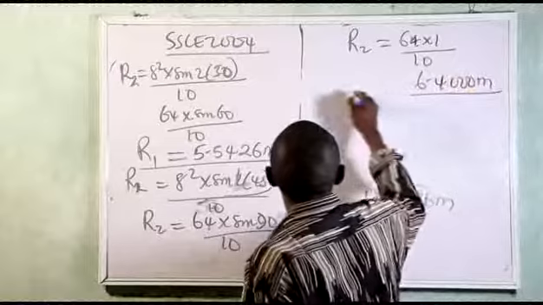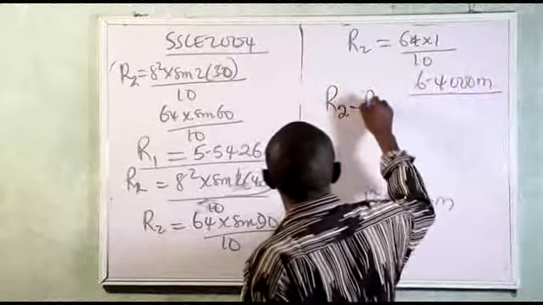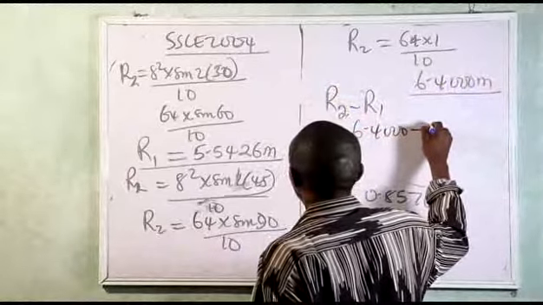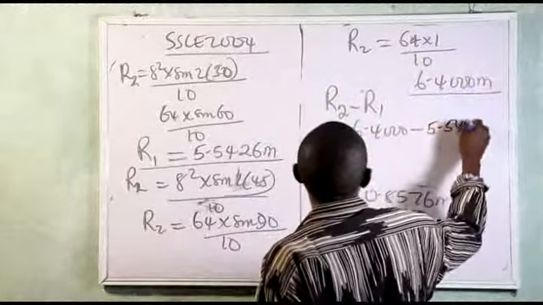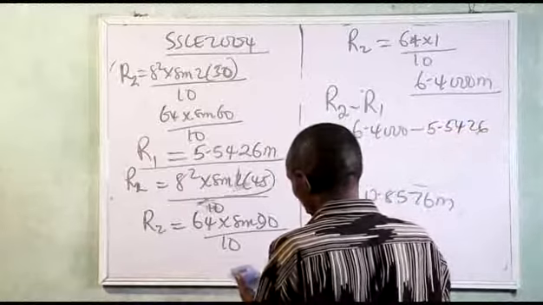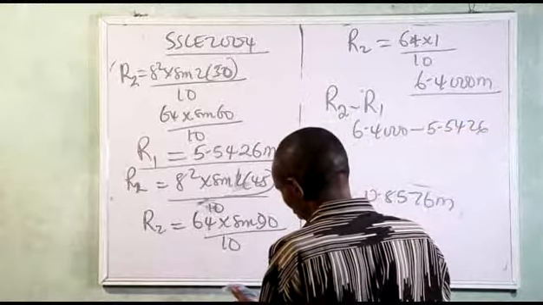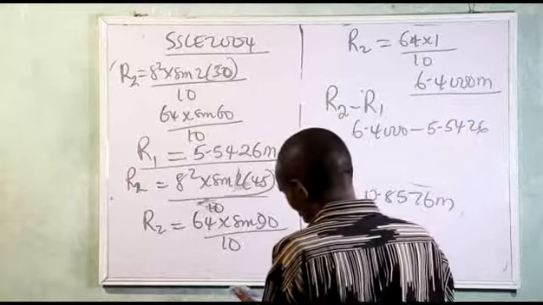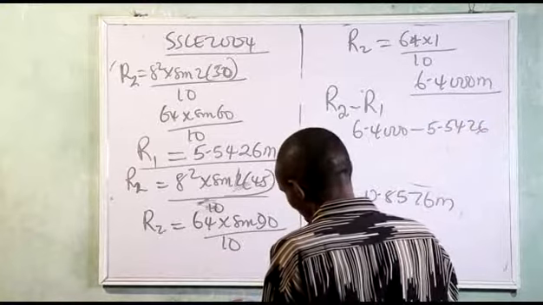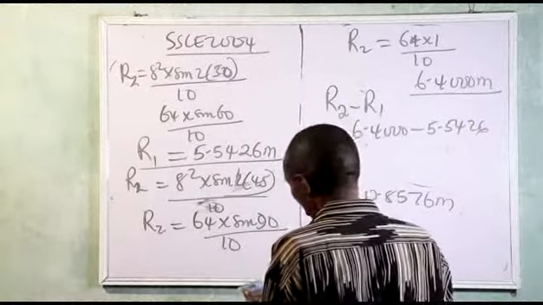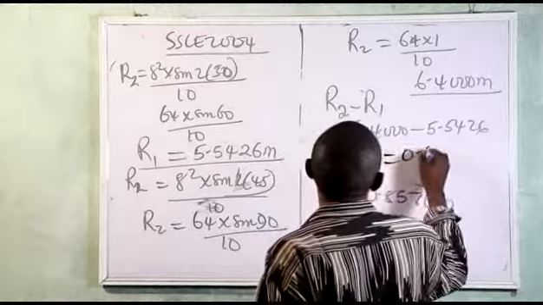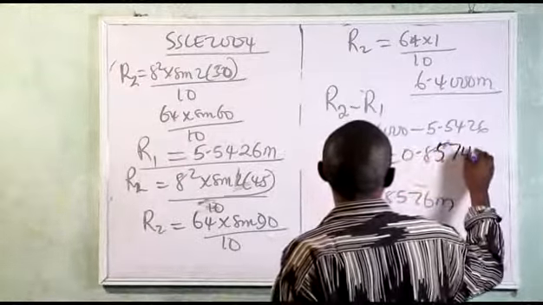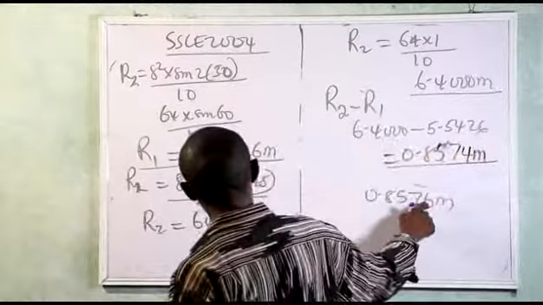That would be 6.4000 meters. So the difference between the first and second range will be 6.400 minus 5.5426, which is 0.8574 meter. This number should be 4 in the question.